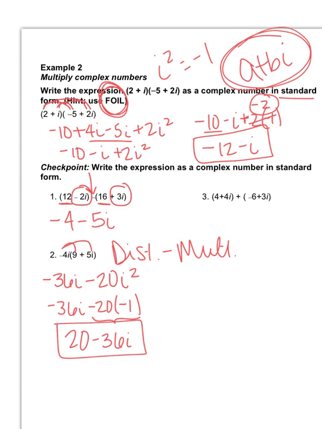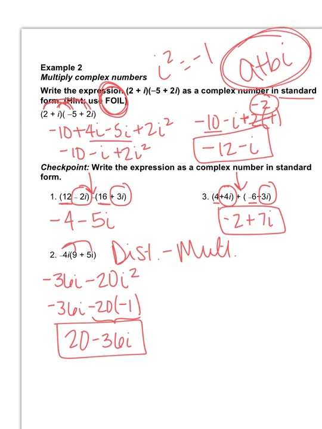Okay, so looking at 3, notice we are adding in between. So we're going to add the real parts. 4 plus a -6, we get -2. And then 4i plus 3i, which would give you 7i, because you're just adding. Can't add those. That's in standard form, so that would be our answer.